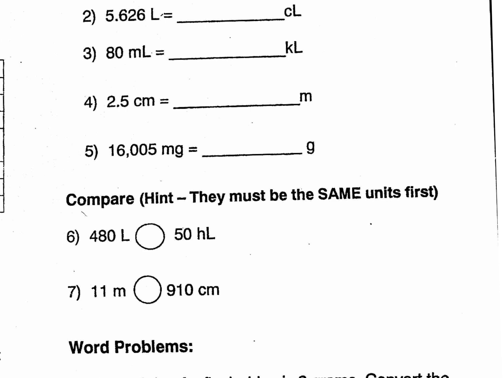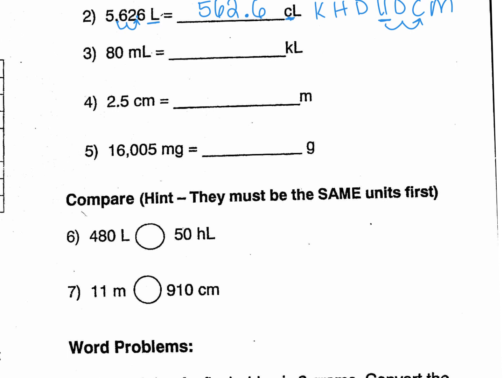Okay, number 2 says 5 and 626 thousandths liters is equal to how many centiliters? The first thing that I want to do again is write out my mnemonic device. King Henry doesn't usually drink chocolate milk. I'm starting with a liter right here in the middle, and I want to get to a centiliter. So I'm going to take my existing decimal here and move 1, 2 places to the right. So my new number will be 562.6.